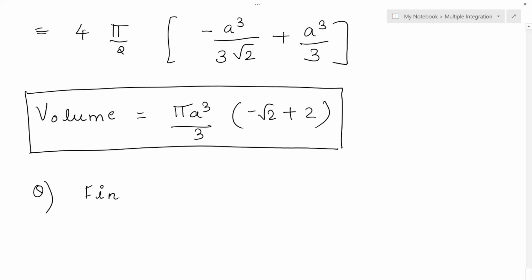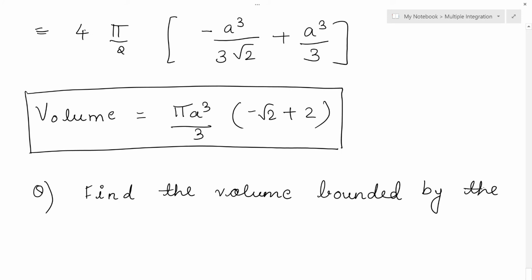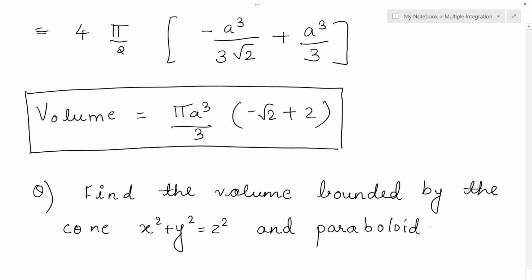Take the next sum. Find the volume bounded by the cone. Cone equation is x square plus y square is equal to z square, and a paraboloid. So paraboloid equation is x square plus y square is equal to z.